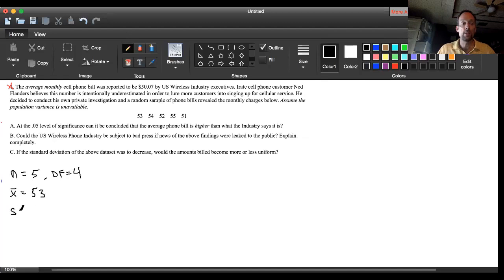The sample average comes out to be 53, and the sample standard deviation is 1.58. Now, definitely practice calculating the standard deviation because you're almost definitely going to have to do that on the test. There are lots of videos earlier in Chapter 8 and Chapter 7 that give a walkthrough on how to calculate the sample standard deviation. Other things we need to record: the population average. The population average is bound to be $50.07 because that information is not at all connected to the sample. So mu is equal to 50.07, and our alpha is 0.05.